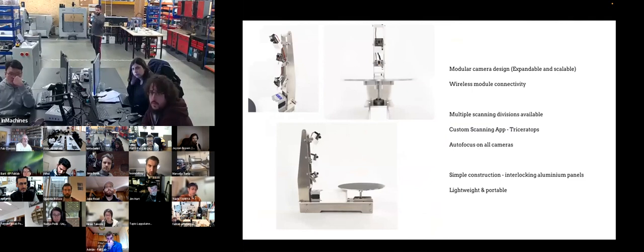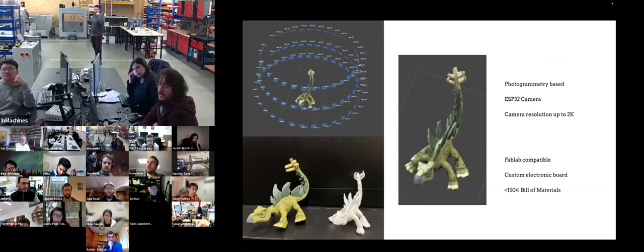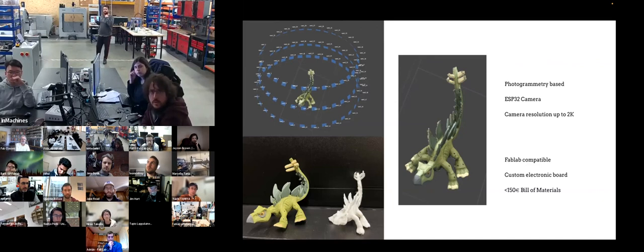And the scanner is super compact. It has a bill of material of around 130 euros, and it can produce results in photogrammetry. Here you can see an input and output of the results. We plan to deploy this kind of scanner in schools because of the simple construction and the cheap price.